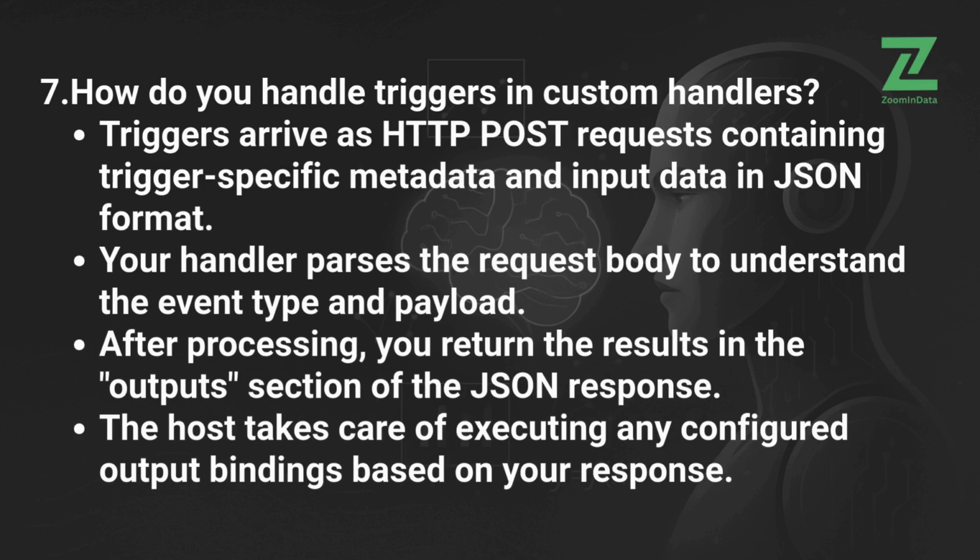How do you handle triggers in custom handlers? Triggers arrive as HTTP POST requests containing trigger-specific metadata and input data in JSON format. Your handler parses the request body to understand the event type and payload. After processing, you return the results in the outputs section of the JSON response. The host takes care of executing any configured output bindings based on your response.